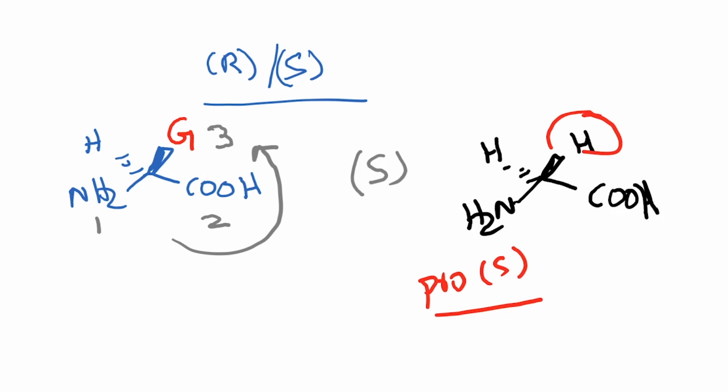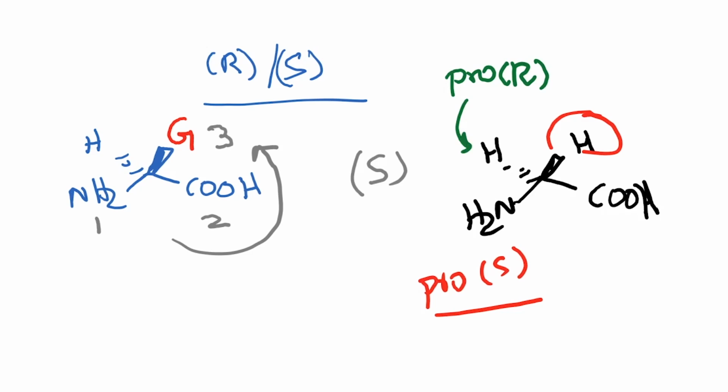As a corollary, if I replace the other hydrogen with deuterium, I'm going to get R, and so the other hydrogen is going to be called pro-R.